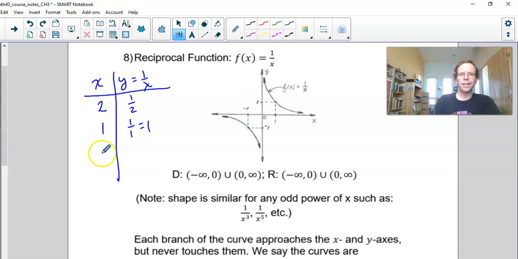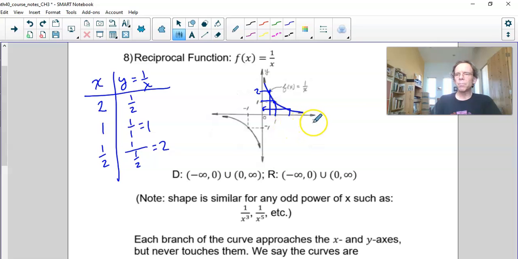What if you put in 1/2? Well, you get 1 over 1/2. And how many times does a half go into 1? It goes in 2 times. So here's some values for x that are to the right of 0. When x is 2, we get a half for y. When x is 1, we get 1 for y. When x is a half, we get 2 for y. You start to see this shape.